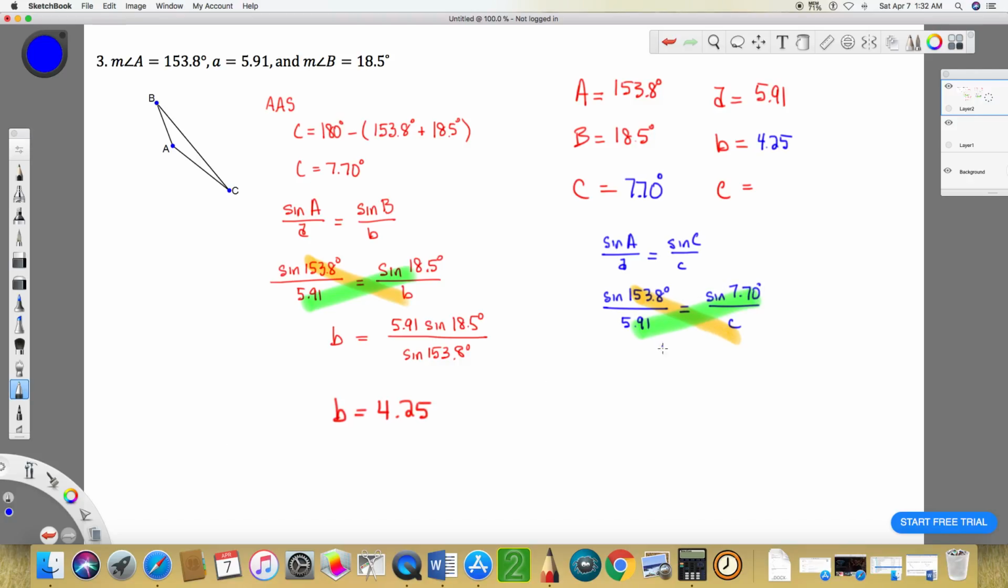So if I multiply along this green diagonal, 5.91 times the sine of 7.7. If I multiply along the gold diagonal, I'll have C times that sine, but then I'm immediately going to divide by that sine to get C by itself.